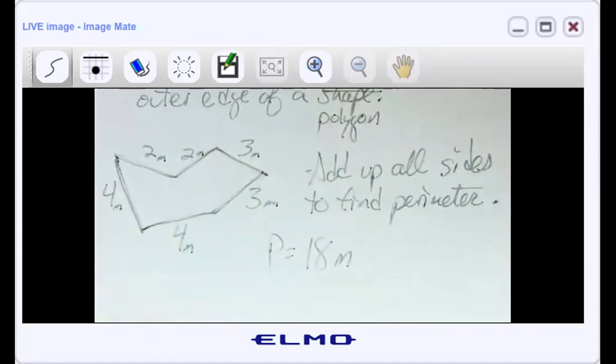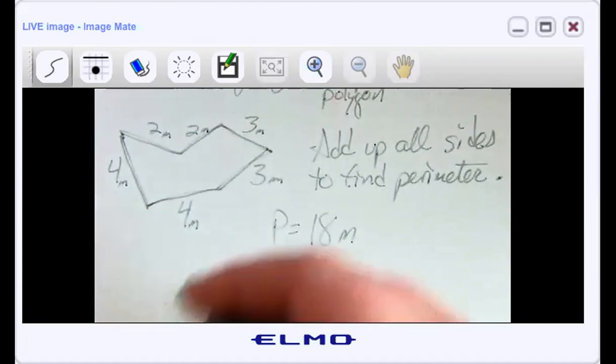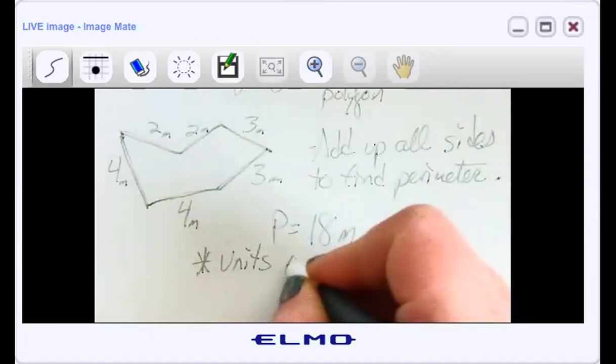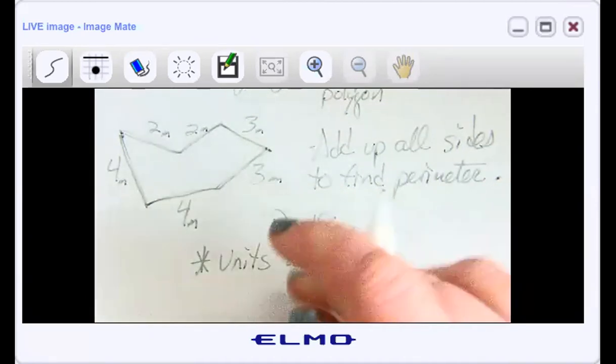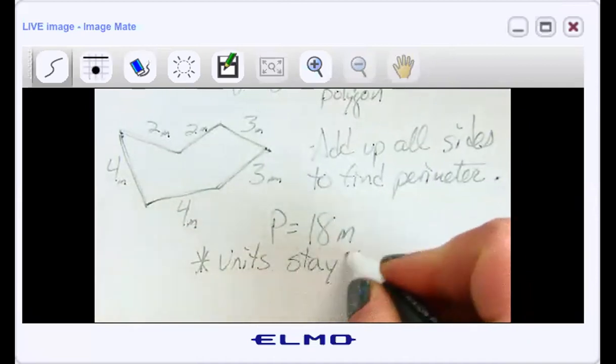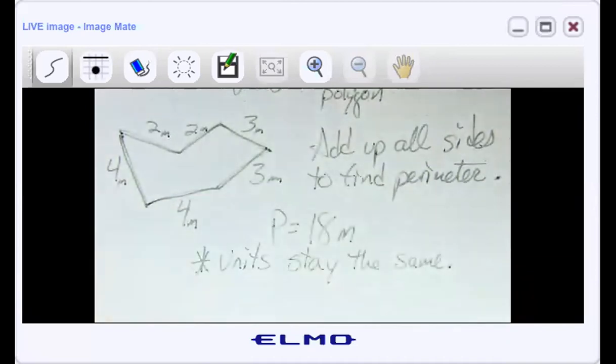I don't change it. I don't make it meters squared or meters cubed or whatever it is. So I'm just going to add that the units stay the same. If I don't give you the units, then you can just use the word units. So if you don't know if it's meters or inches or whatever.